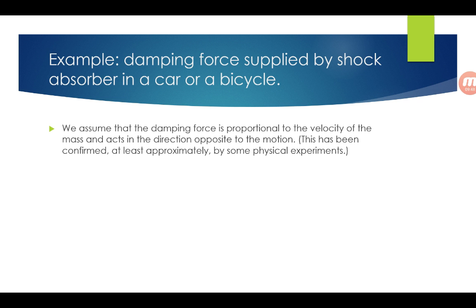Now what about this damping force? It is directly proportional to the velocity of the mass and acts in the direction opposite to the motion. This has been confirmed by several physical experiments. So let's denote that damping force by minus c into dx by dt, where c is a positive constant called the damping constant and dx by dt represents velocity. So the damping force is proportional to the velocity.